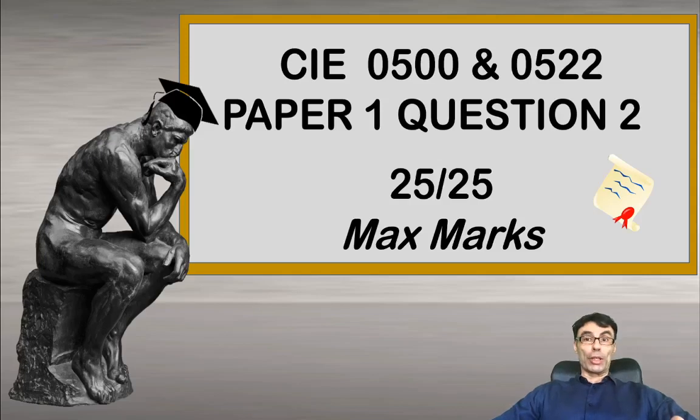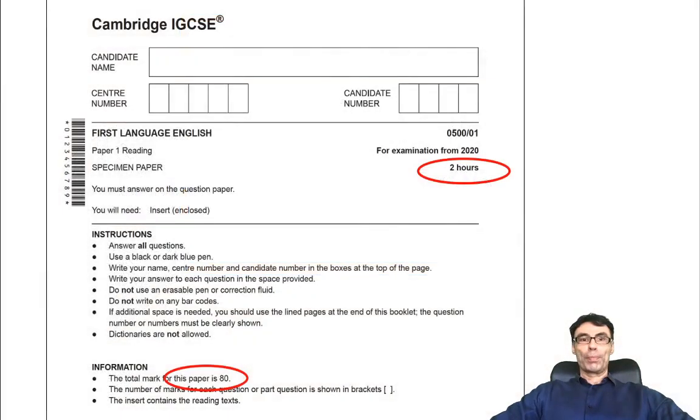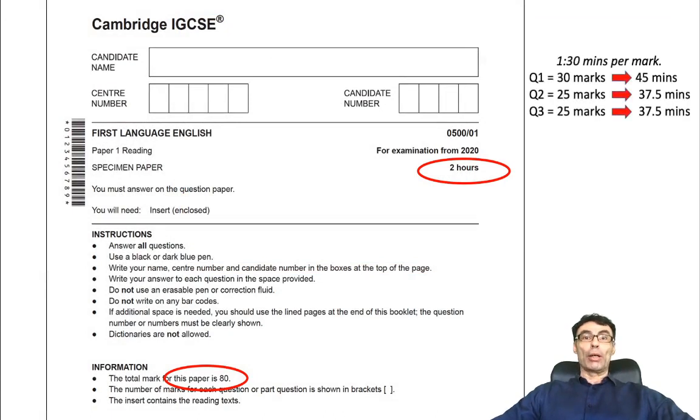My aim in this presentation is to help you score max marks, 25 out of 25 on question 2. Let's do it. Paper 2 is still 2 hours long, has 3 questions and is worth 80 marks. That means the timings for each question are 45 minutes for question 1, 37.5 minutes each for question 2 and 3. Personally, I'd keep it simple and call it 40 minutes per question, but that's up to you.